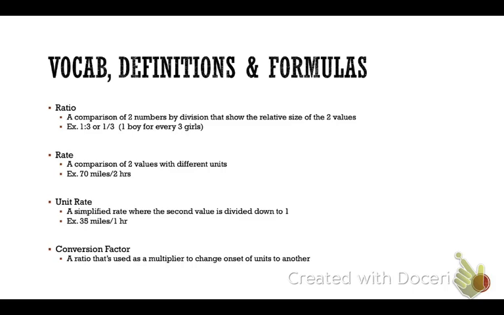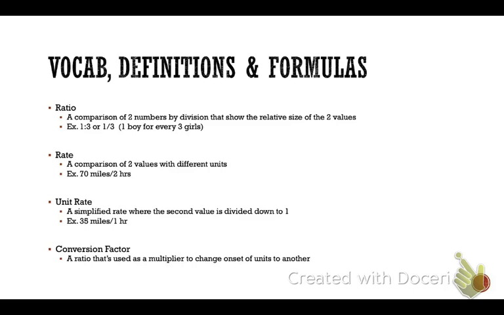And notice that you can write it with a colon, and if you heard how I read it, I said 1 to 3. And then we could just put that in a context, so one boy for every 3 girls, let's say, in a class. Another way to say that same comparison is with division or as a fraction. So 1 to 3, or you can read that as 1/3.